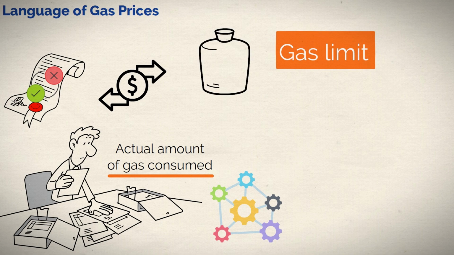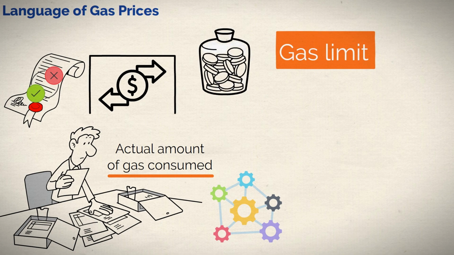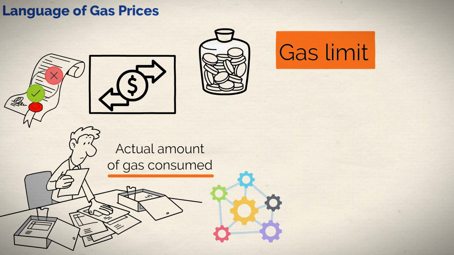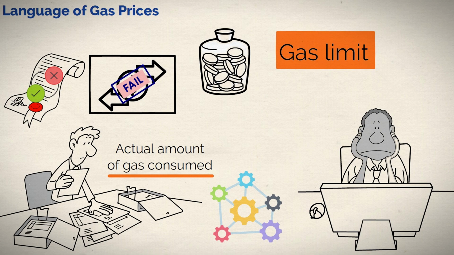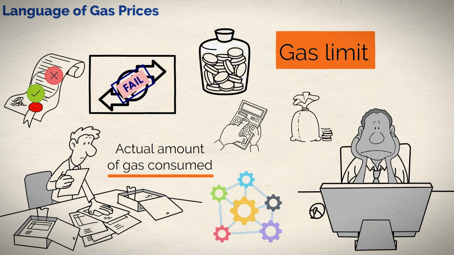It's the maximum amount you are willing to spend on a transaction. If the transaction requires more gas than the specified gas limit, the transaction will fail. This is especially tough because you will still be charged for the gas you used. To calculate the transaction fee, you multiply the gas price by the amount of gas required to execute the transaction.